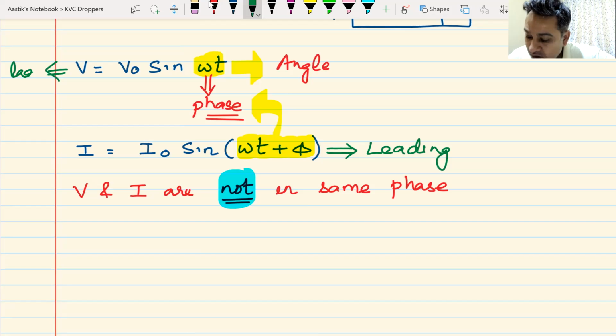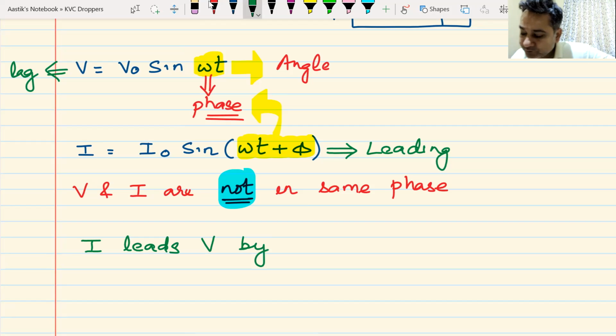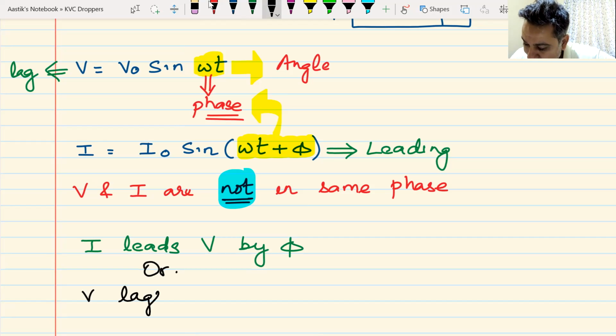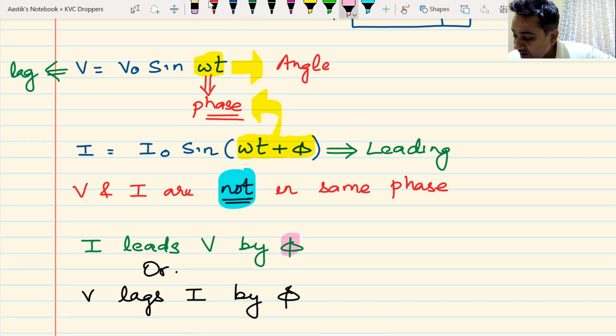So I can now write this like this: current leads voltage by phi. Or I can write the same thing in a different way: voltage lags current by phi. Do we understand this? Please tell me that you understand this. Yes, sir.